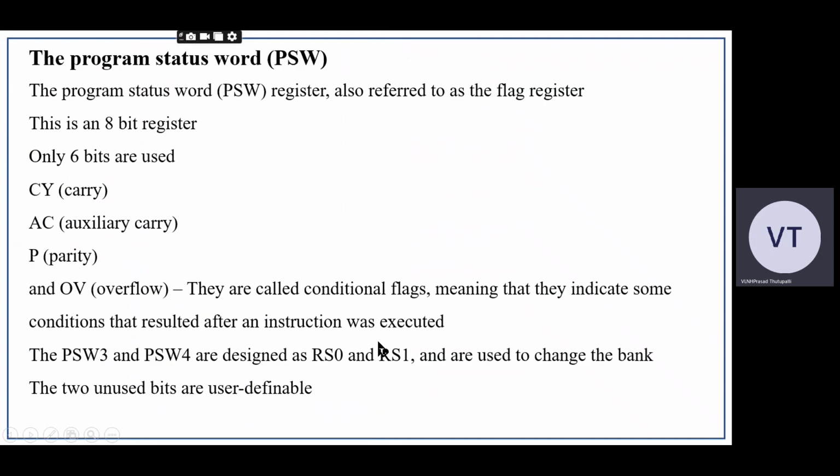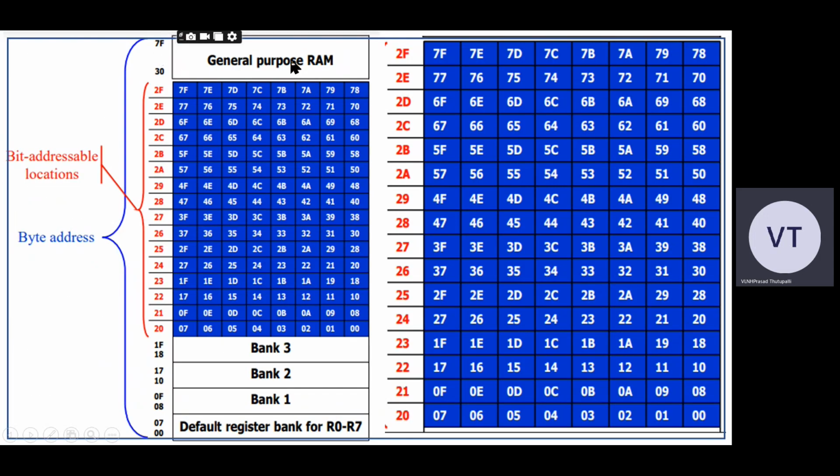Now coming to the next portion, the general purpose RAM area, where, just like any other register, you can store one number temporarily in any of these registers.